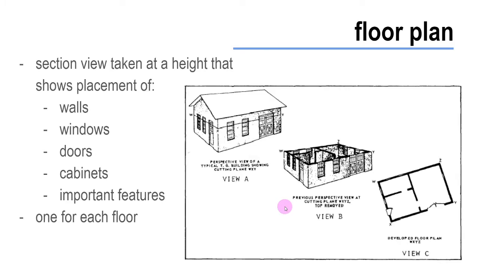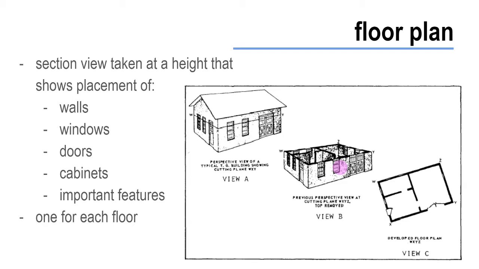And so the floor plan is, in a way, a section view taken at a height that can show the placement of the walls, windows, doors, cabinets, and any other important features. Next class we'll go over sections and how they're typically used in a set of plans. But a section view is kind of cutting your building open. This would be a horizontal cut where we're taking like the roof off of the building, and this way we can see any interior walls, the placement of all the windows, and the placement of all the doors.